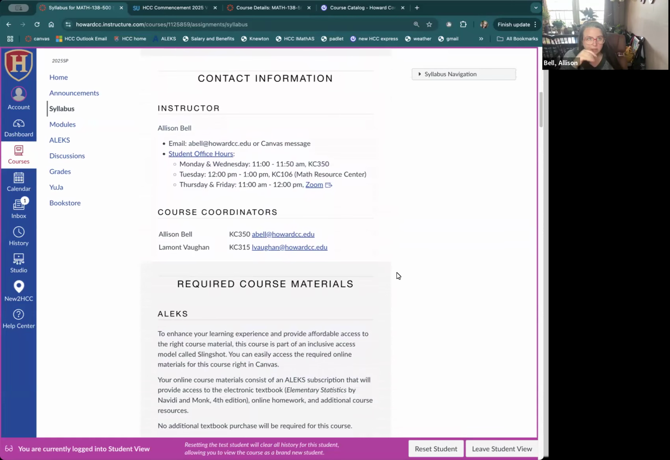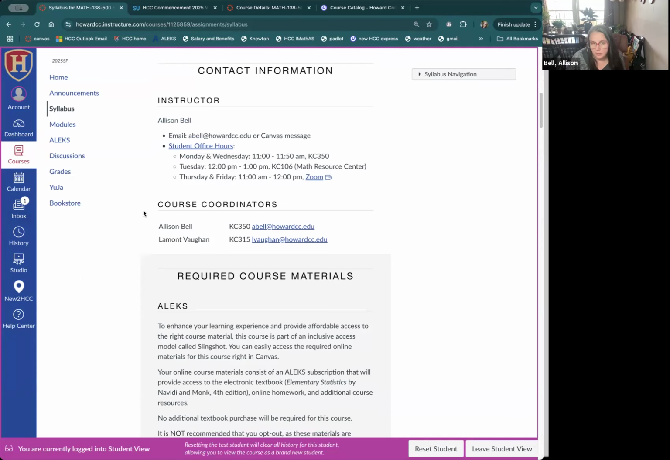How to contact me: my contact information is right here. You can see that I have my email there, or you can jump to your inbox on the left in Canvas and send me a message. I also have student office hours on Monday and Wednesday at 11 a.m. in my office, KC 350. On Tuesdays, I'm in the Math Resource Center, KC 106, from 12 to 1. On Thursday and Friday, I'm going to do Zoom office hours from 11 to 12, hoping that I can help those of you who cannot make it to campus. If these hours don't work, just shoot me a message and we'll work something out.